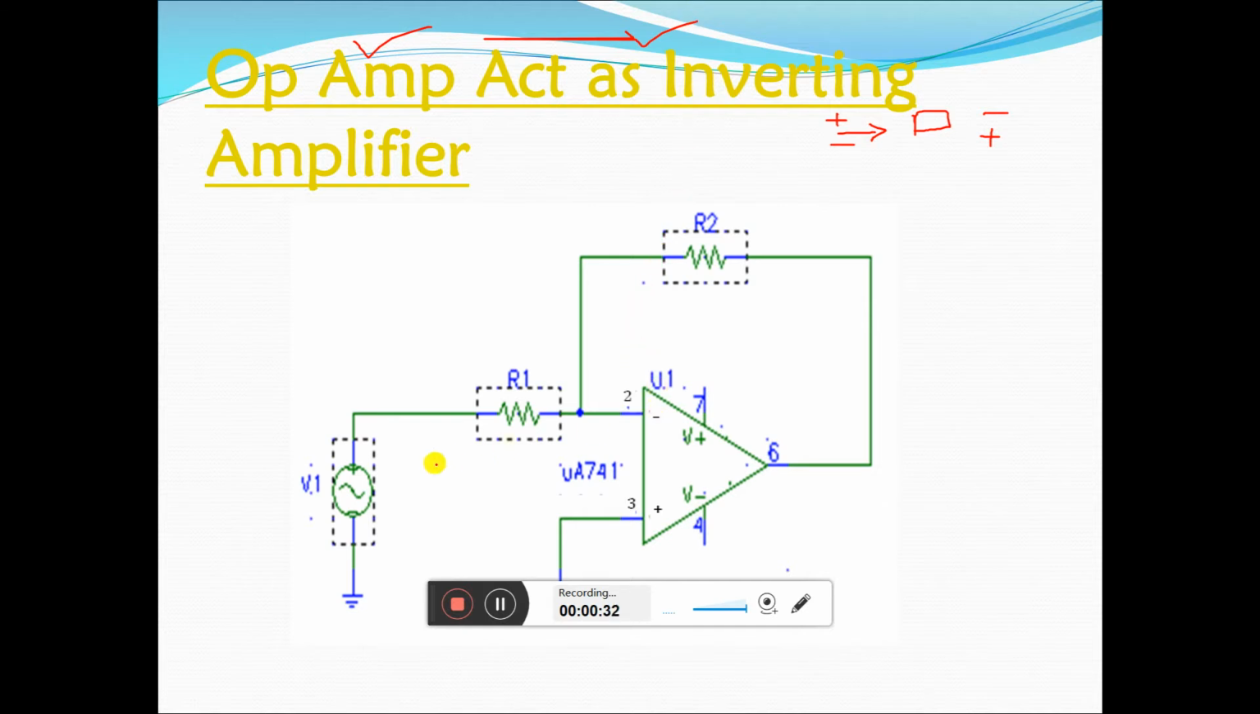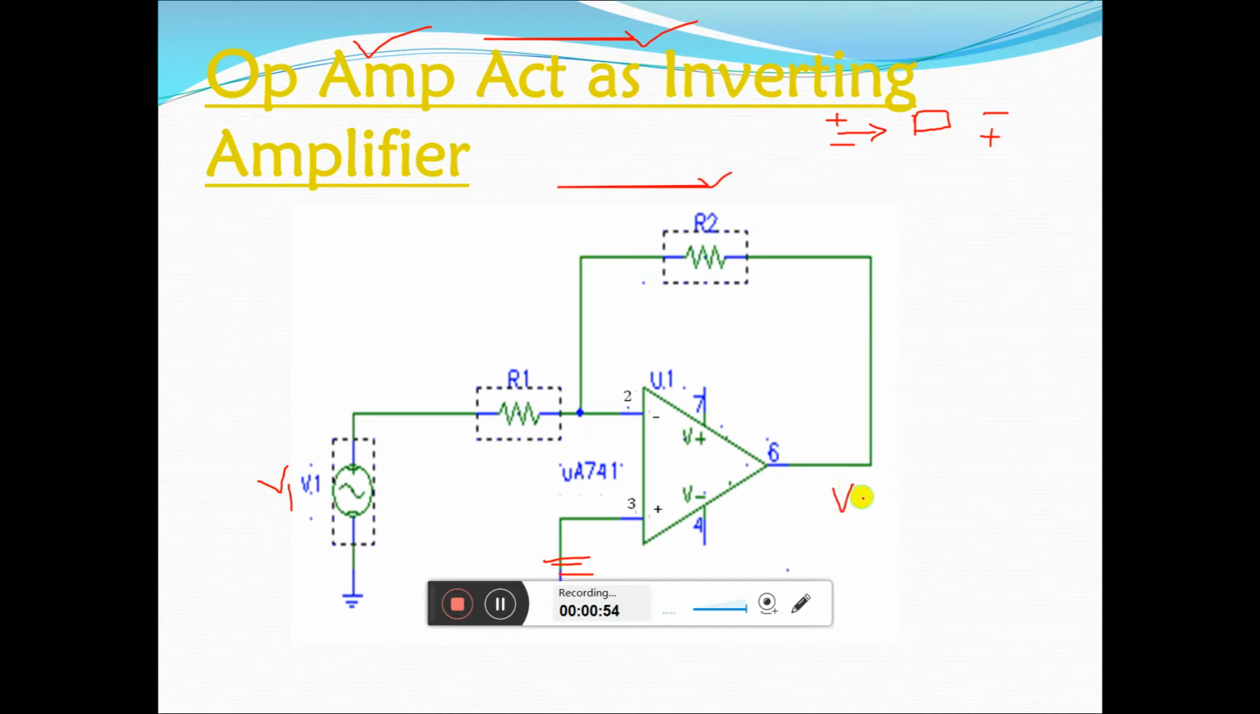Here the power supply or sinusoidal signal V1 is connected to the inverting terminal through the R1 resistance. Pin number 3 is connected to the ground, and feedback is connected from output pin number 6 to pin number 2 through the R2 resistance.